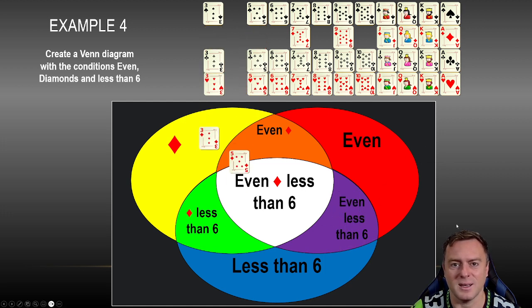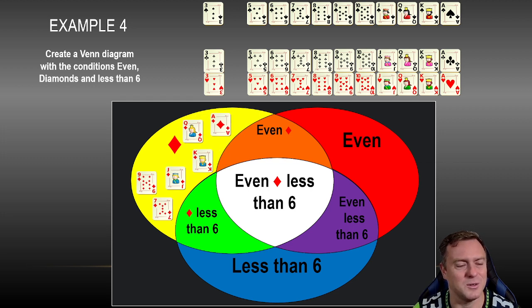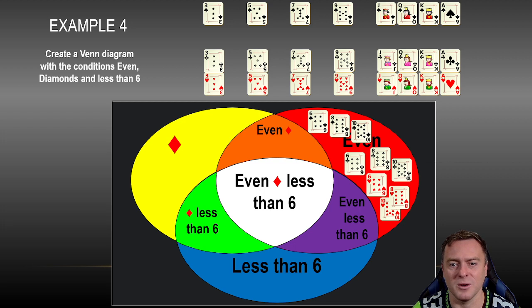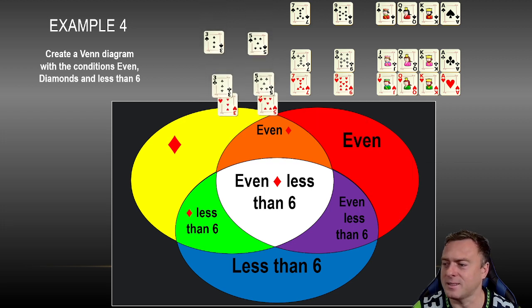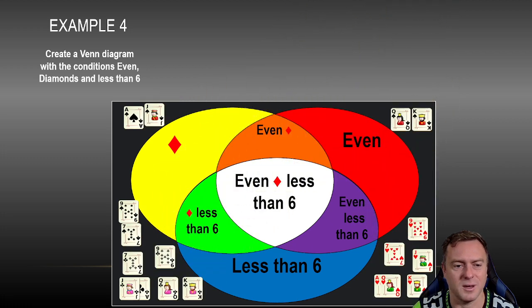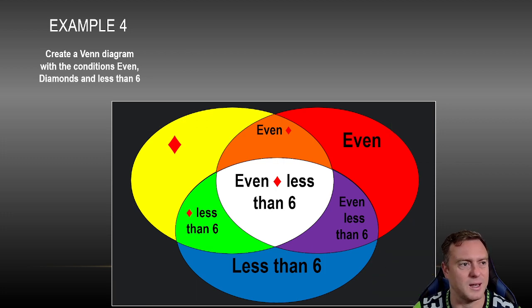Then if you went diamond and less than 6, you had the 3 of diamonds and the 5 of diamonds. Then if you had only diamonds, so diamonds and not even and not less than 6, it's everything else. Then everything that's just evens would go on the side there. Everything that's less than 6 goes down the bottom here. And then everything else around the edge. So hopefully that shows you what a 3 event diagram looks like, which can happen.